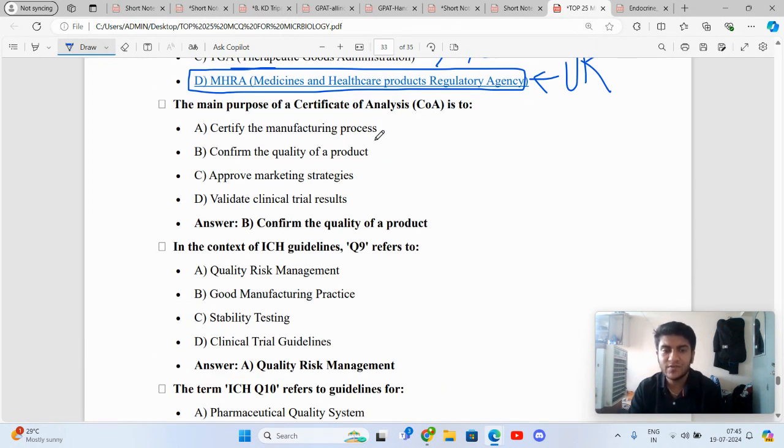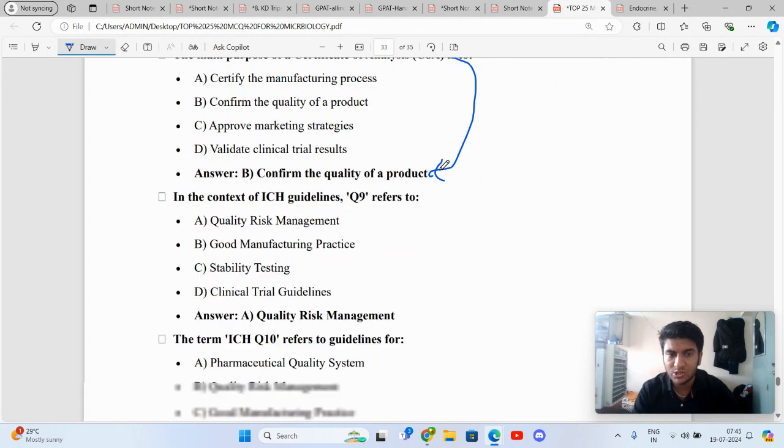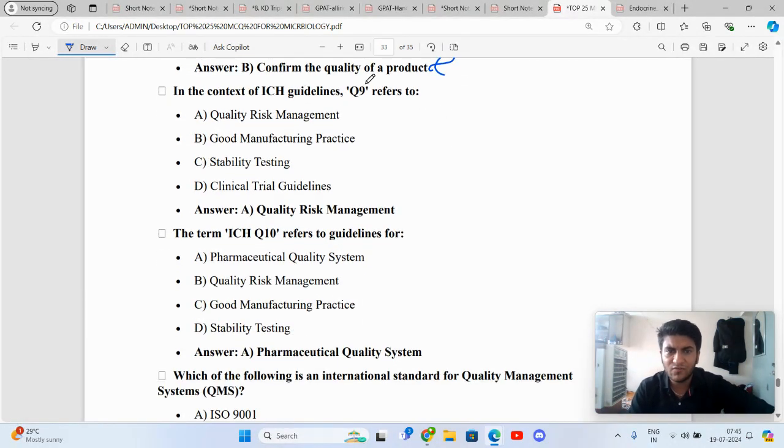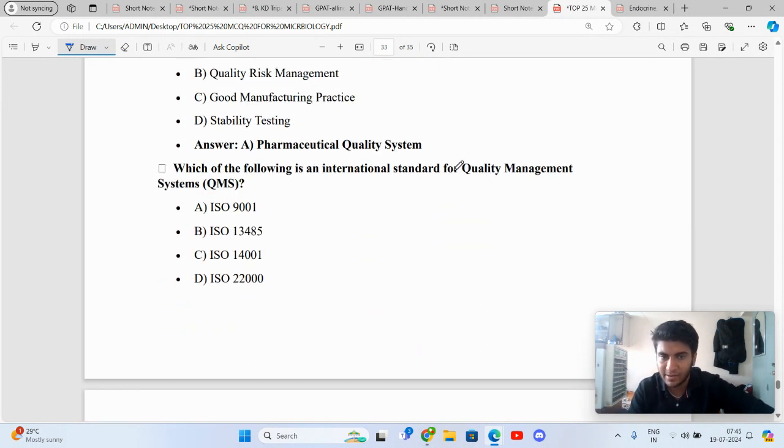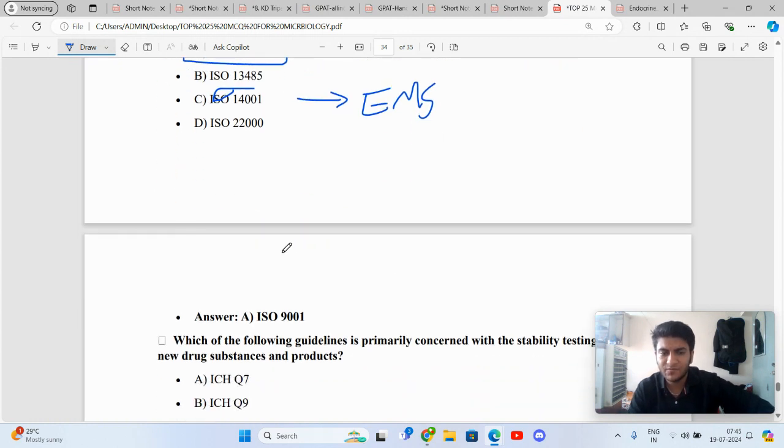The main purpose of a certificate of analysis is to confirm the quality of the product. Whenever you order a bulk product or an API, there is a certificate of analysis to refer to, to confirm the quality. Q9 is basically risk management. Q8 is pharmaceutical development, Q10 is the pharmaceutical quality system, and Q9 is quality risk management. ISO 9000 is for quality management, while ISO 14000 is for environmental management, EMS and QMS. Please remember the difference between them.